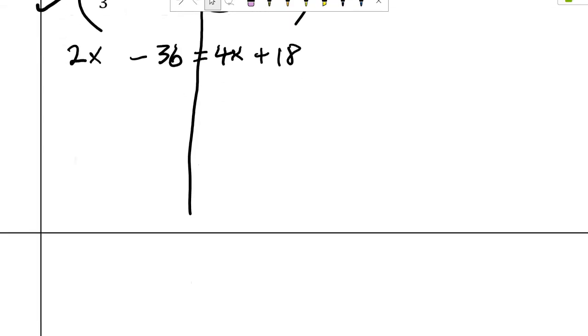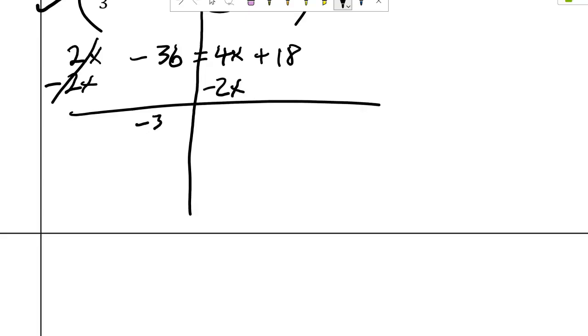Okay, now let's start with the x's. Always go with the variables first. Let's bring those 2 x's over there by subtracting. So they're gone. Minus 2x. What does that do? It leaves us with that on the left, and we're left with these on the right when we simplify. Now let's get rid of that 18.